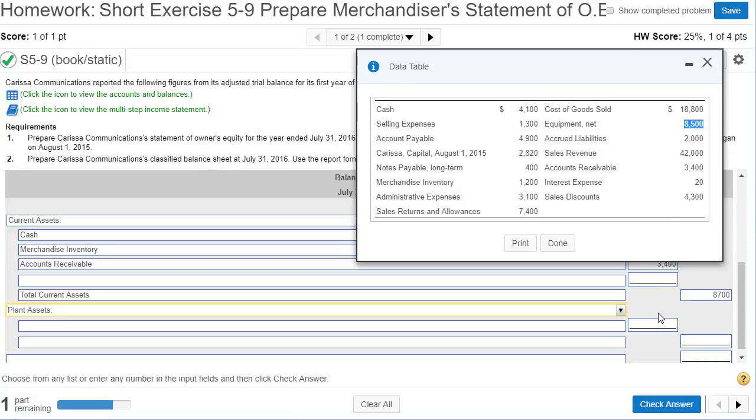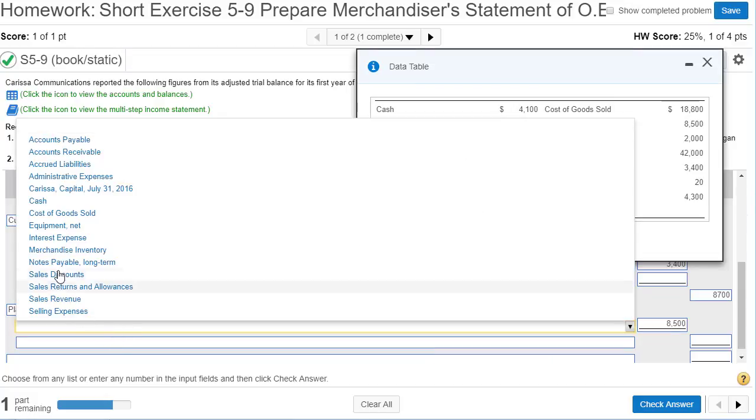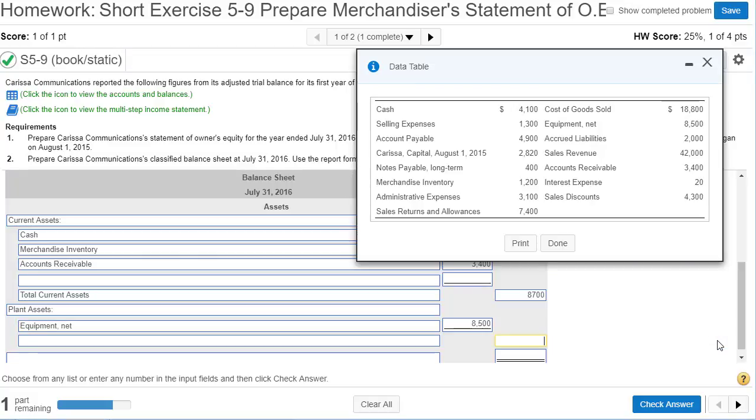The net, if you're wondering what that means, net, or after accumulated depreciation has been subtracted from the cost of that equipment. And that's our only plant asset. So that gives us total plant assets of 8,500.